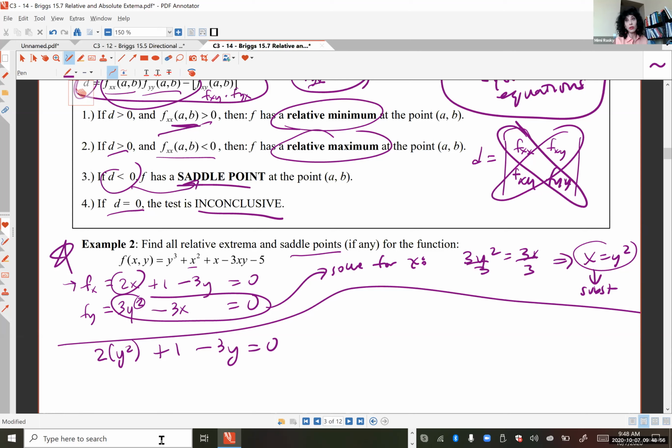That's good news, because we'll at least be able to get the y coordinate of our critical point, which is awesome. And then we're halfway there.